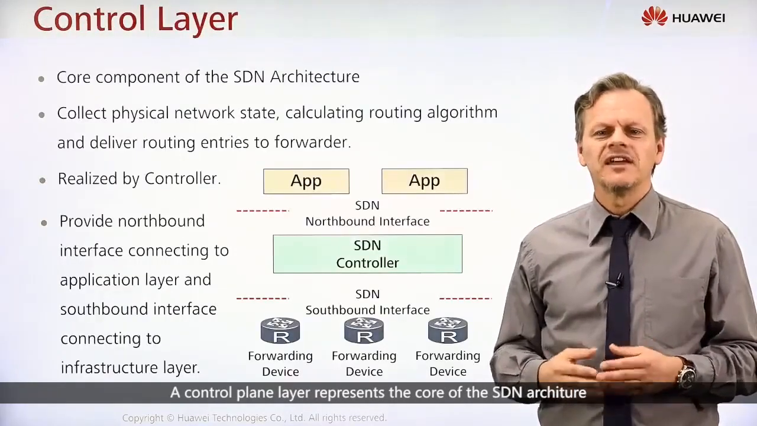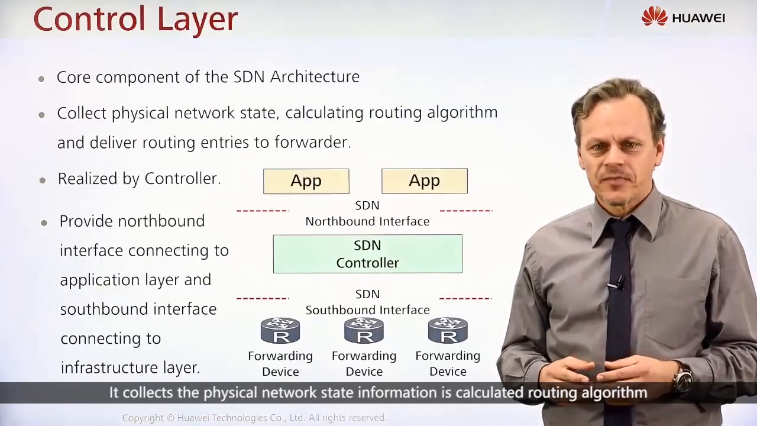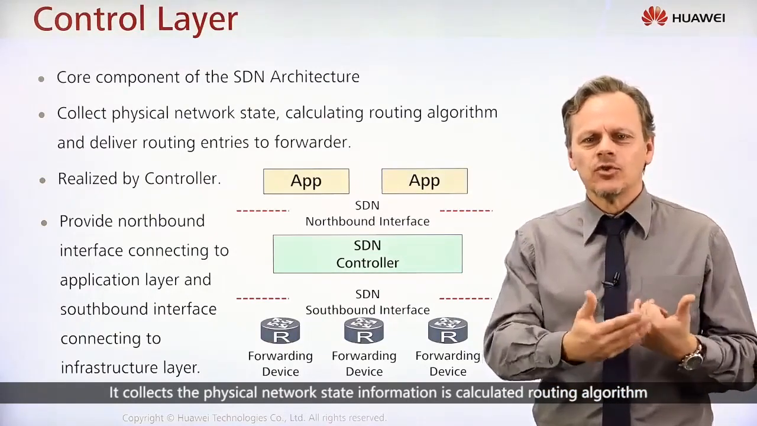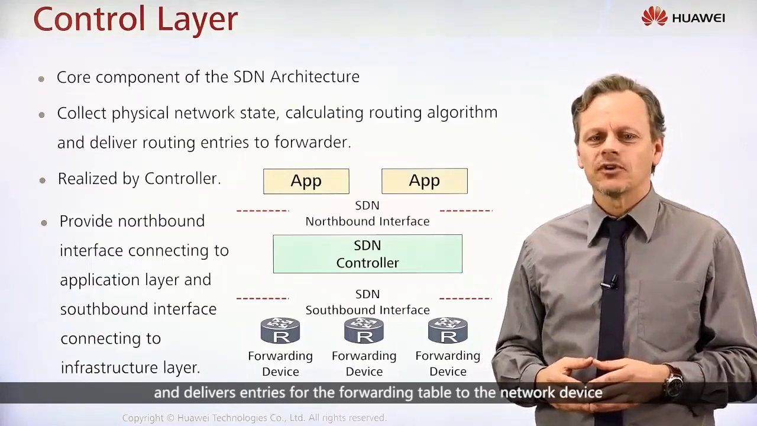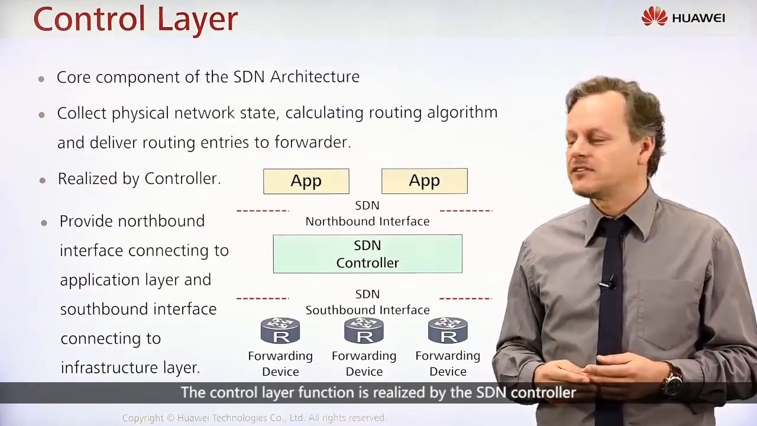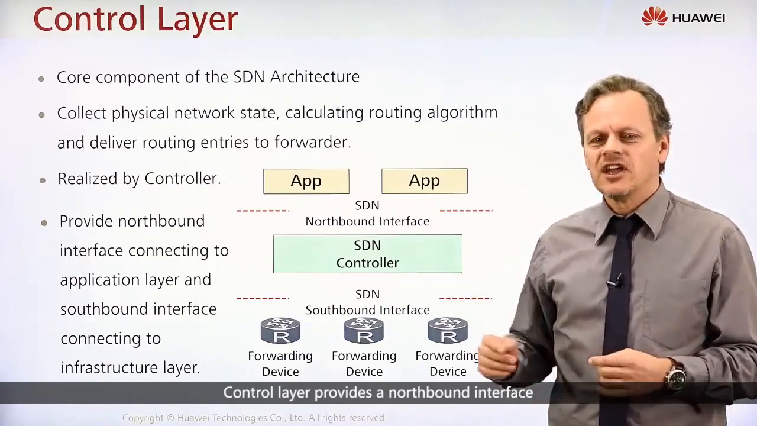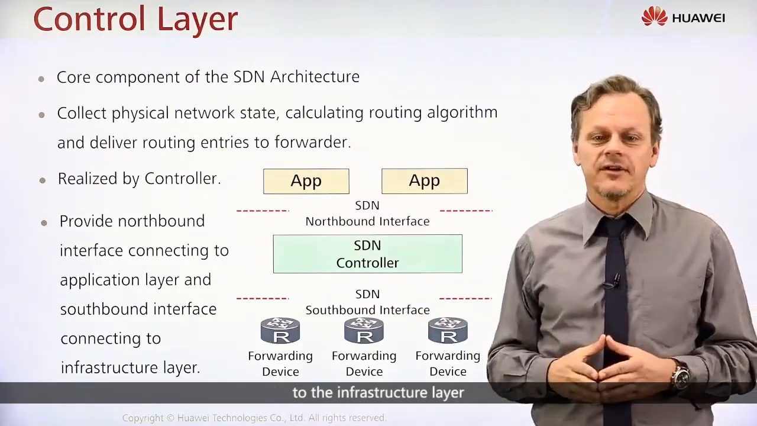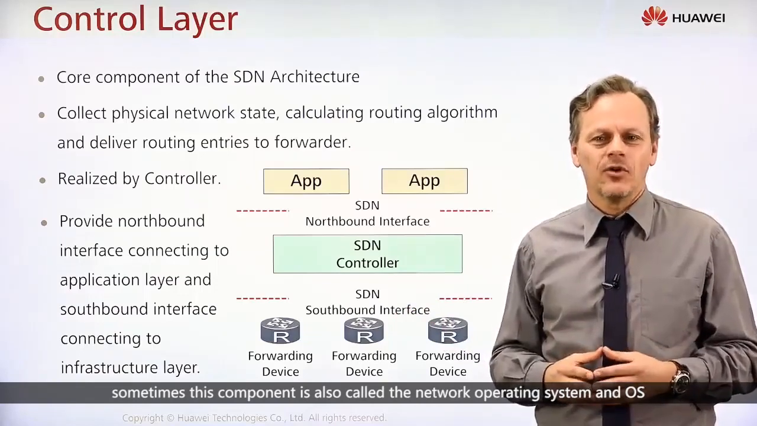The control layer represents the core of the SDN architecture. It collects the physical network state information, calculates routing algorithms, and delivers entries for the forwarding tables to the network devices. The control layer function is realized by the SDN controller. Control layer provides a northbound interface to the application layer and a southbound interface to the infrastructure layer. Sometimes this component is also called the Network Operating System, NOS.